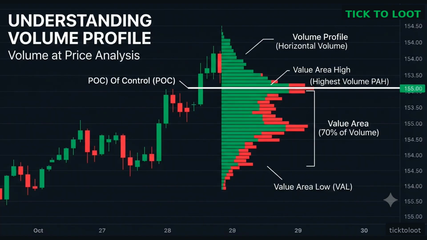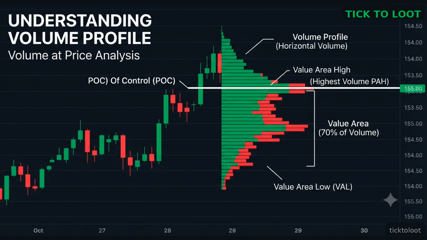Another useful tool is the volume profile. This shows the volume traded at each price level, helping us identify high-activity price zones. Think of it like a heat map, where the areas with the most activity are the most important. By looking at the volume profile, we can see where the most trading activity is taking place and make more informed decisions.